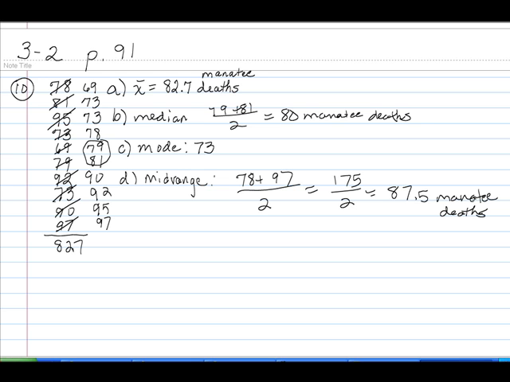Okay, so I believe we have the same directions. We're to find the, let's see, did we have a question? What important feature of the data is not revealed through the different measures of center? Okay, so we're seeing 82.7, 80, 73, 87.5. What are these numbers? What are the measures of center not telling us?